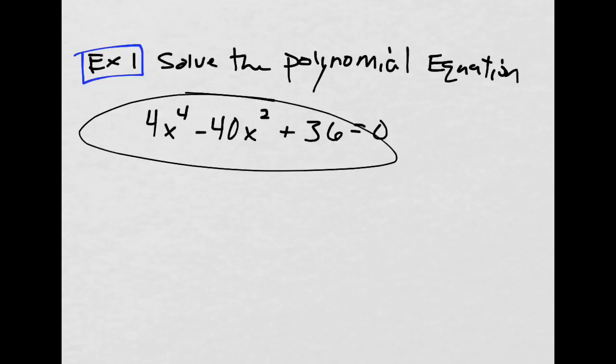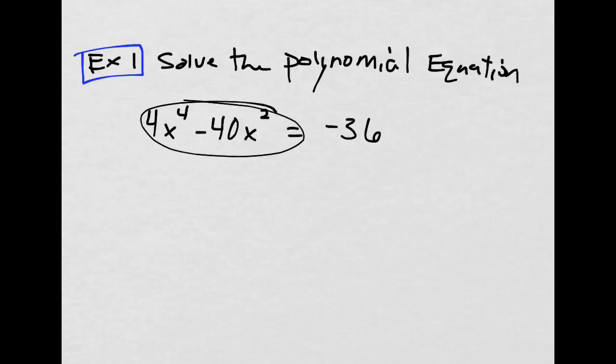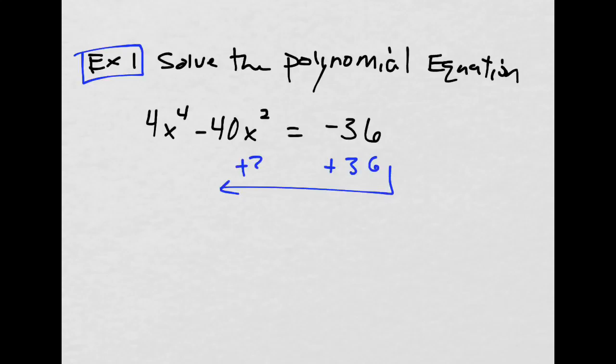Now, I already have everything to one side, but what if it looked like this? Then there I have two things on the left side of the equation and one thing on the right side. So if I wanted to get everything over, I'd have to do the opposite, and I'd add that 36 over to the other side. Now this doesn't have an x on it, so I cannot combine it with any of those. So I just have 4x to the fourth minus 40x squared plus 36 equals 0.